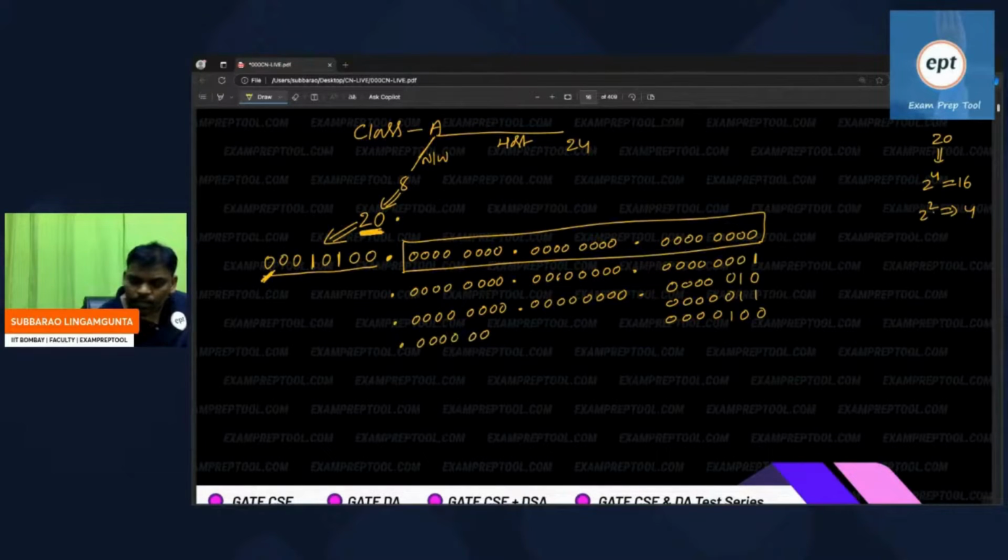See, network part is 20. Right? Network part is 20. This 20 is fixed. Network fixed. Hosts keep on changing. How many hosts possible? All zeros to all ones. It will continue. Can you see the last one? All ones.